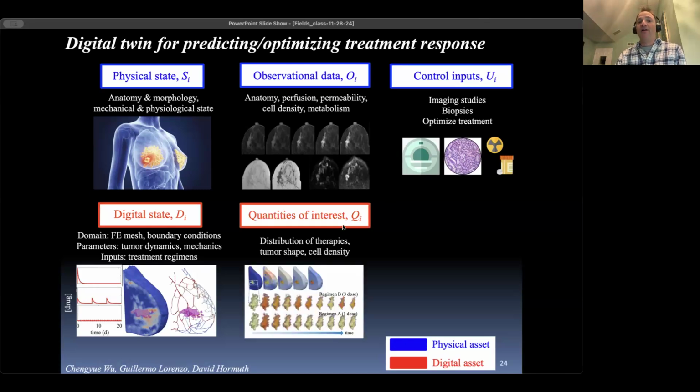All right. So here are our quantities of interest. For example, distribution of therapy, tumor shape, and cell density. And these two rows here correspond to one treatment regimen A and one treatment regimen B. And one is 1 dose and one is 3 doses. So this bottom one where I'm pointing to corresponds to this one up here, 1 bolus and then nothing for 20 days. And this has 3 doses, so once a week for 3 weeks. And you can see the color here indicates the intensity of the drug.